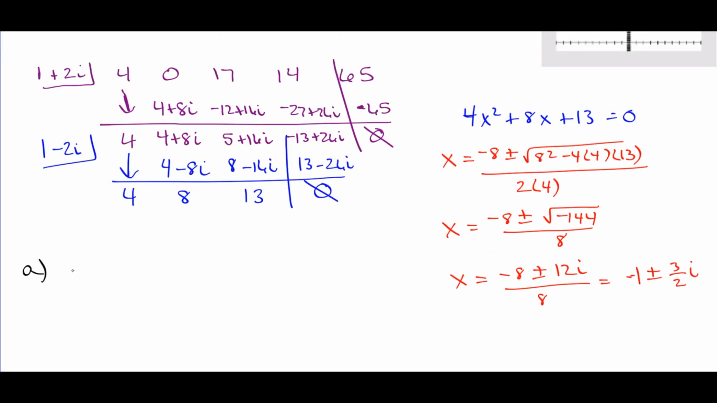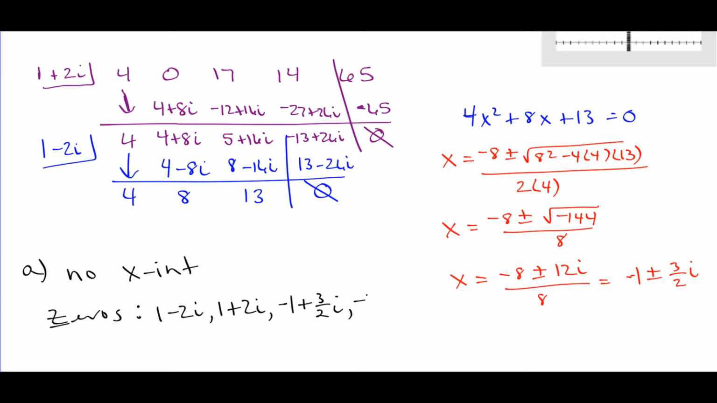So in part A, remember it asks for the zeros and the x-intercepts. We know there are no x-intercepts. And then my zeros are the 1 minus 2i, which was given, the 1 plus 2i, which we knew from complex conjugate pairs. Then I've got negative 1 plus 3/2 i, negative 1 minus 3/2 i.